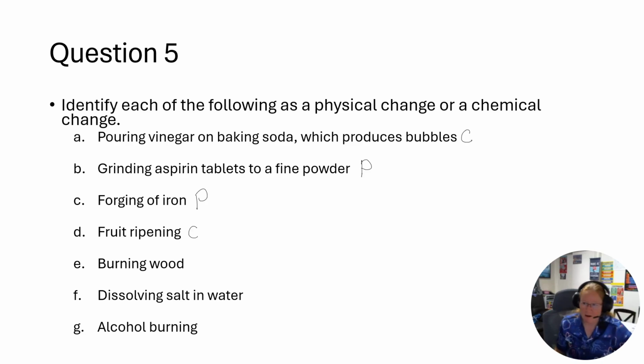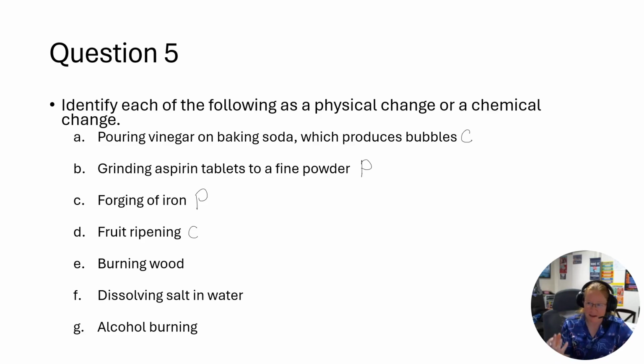Now, some chemical processes are reversible. So that does happen, and if you take a bunch of chemistry, you will learn about reversible processes. So there are things that are chemical in nature that are reversible, but the end result is always that you form new substances.